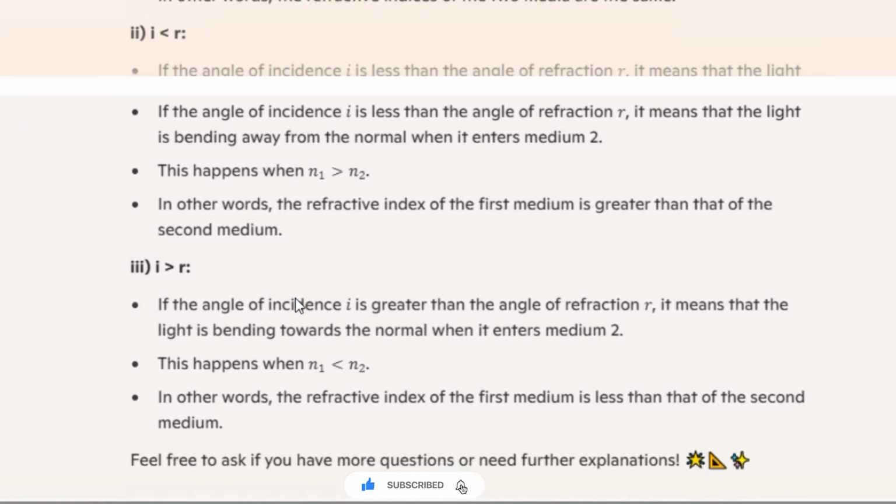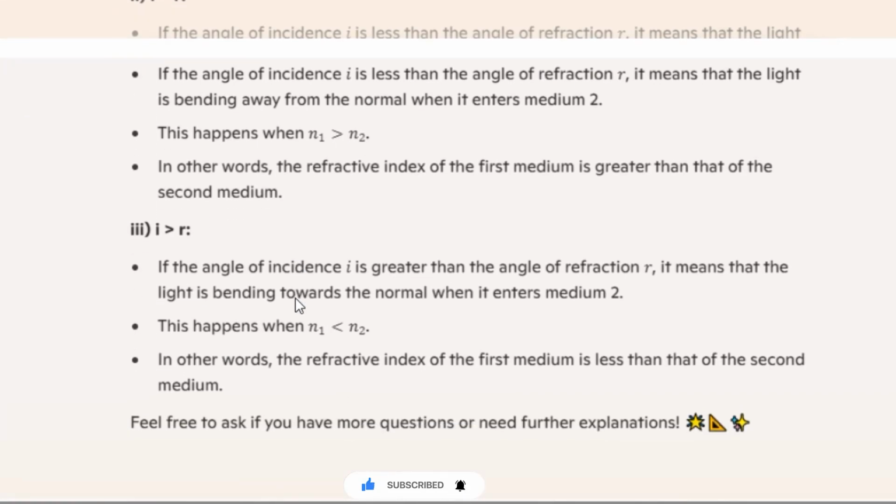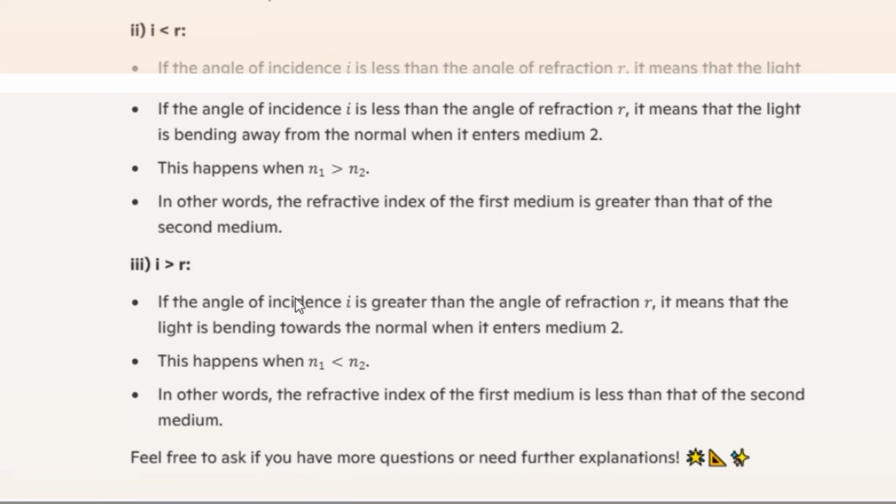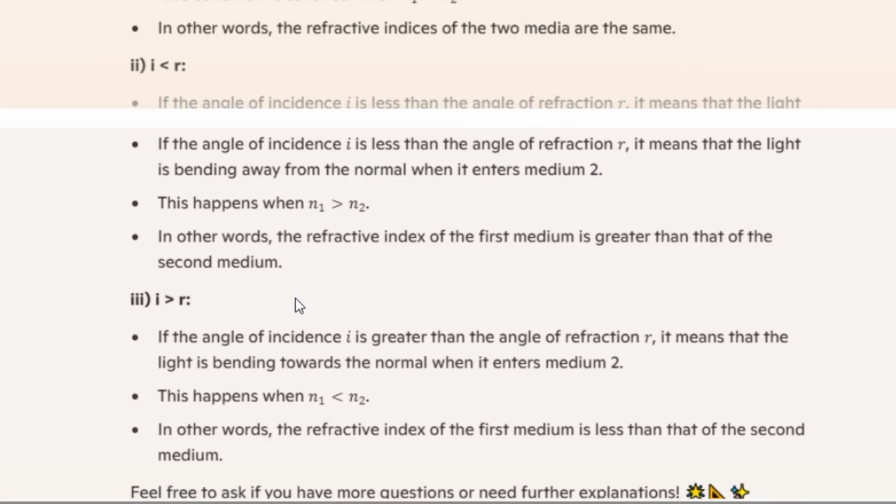Now see the third answer. If the angle of incidence is greater than the angle of refraction, in other words, the refractive index of the first medium is less than that of the second medium.